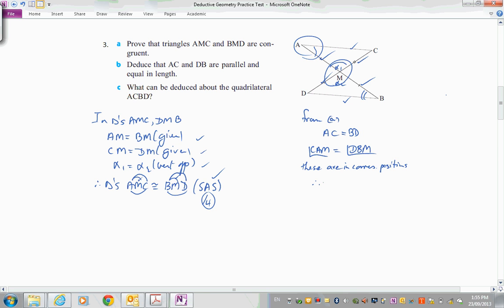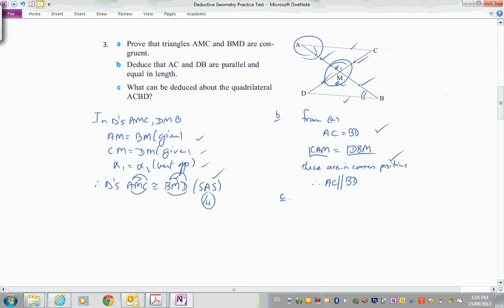Therefore AC will be parallel to BD, and that's what we're asked to show in part B. So 1 mark for that, and 1 for stating corresponding positions and equal angles. So really only 2 for that. Let's have a look at part C. What can be deduced about the quadrilateral?